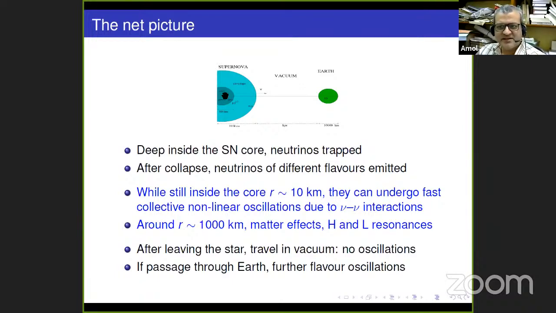We also notice that as a result, it is possible that the push applied by neutrinos on the shock wave can actually be quite strong. It can be different at least.